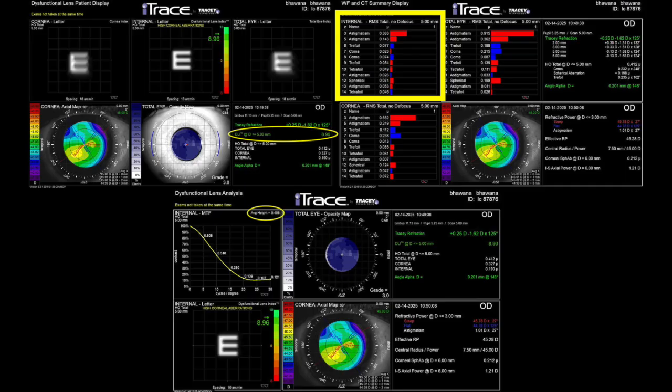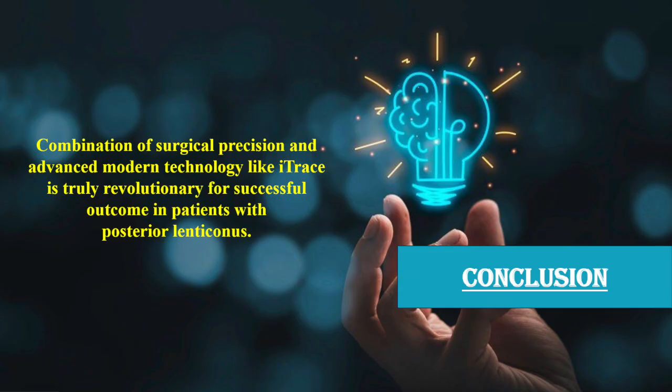Yes, of course, the eye trace shows improved dysfunctional lens index with decrease in internal aberrations, with improved Strehl ratio of 0.46 and a higher MTF curve, implying highly improved quality of vision and contrast sensitivity after phacoemulsification and IOL implantation. Thus, the combination of surgical precision and advanced modern technology like eye trace is truly revolutionary for a successful outcome in patients of posterior lenticonus.